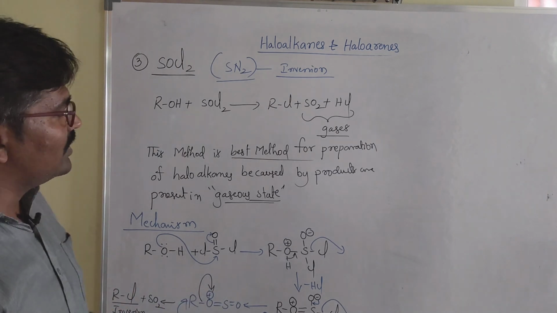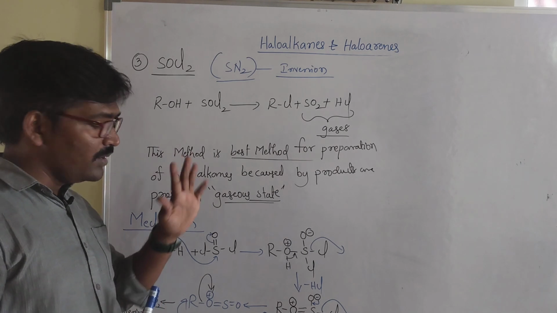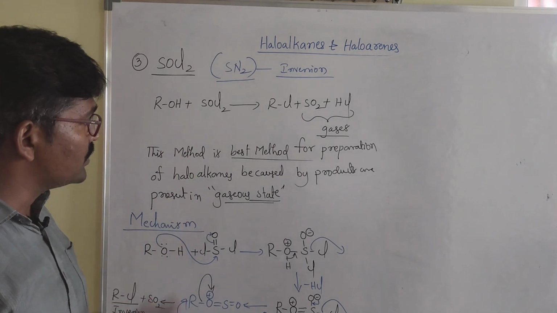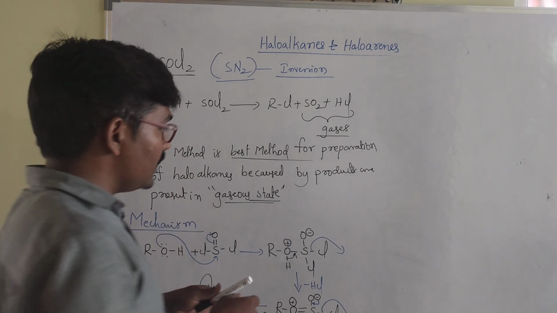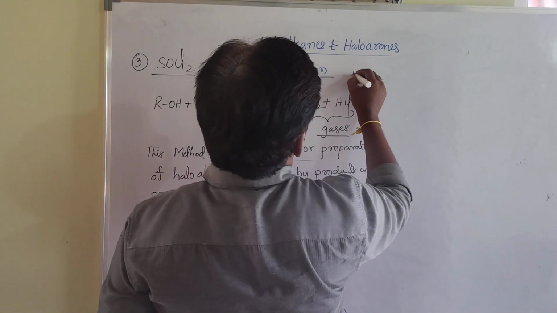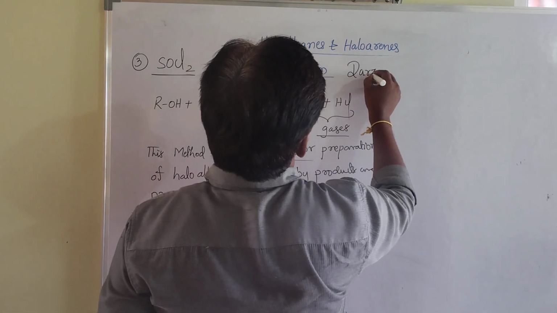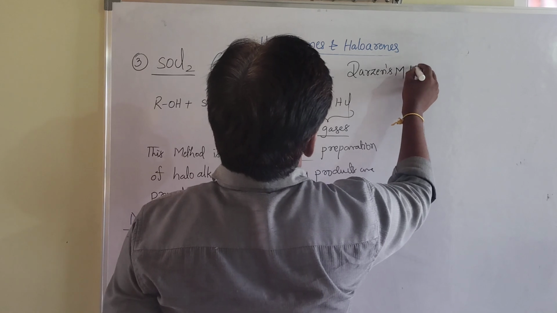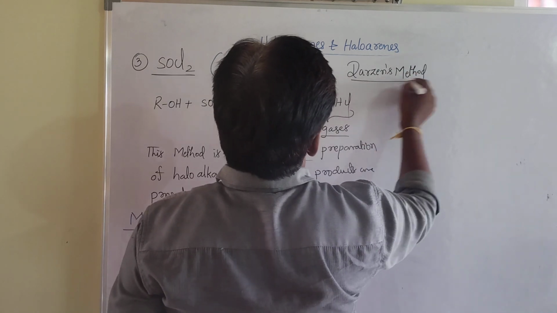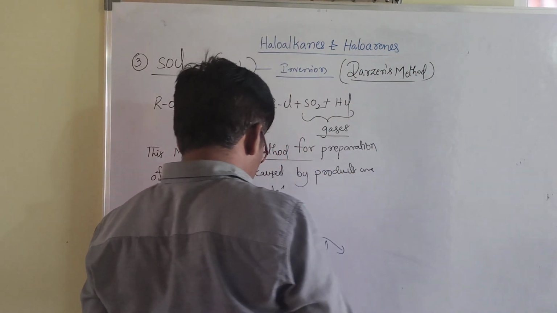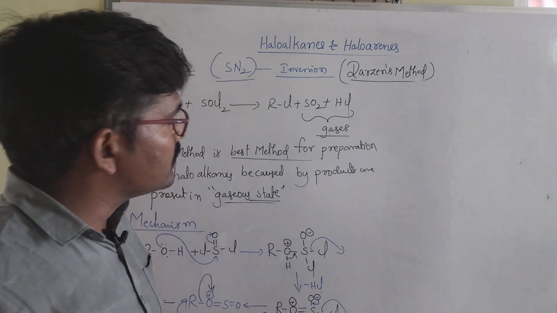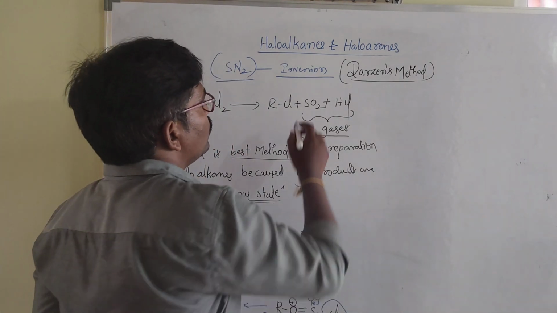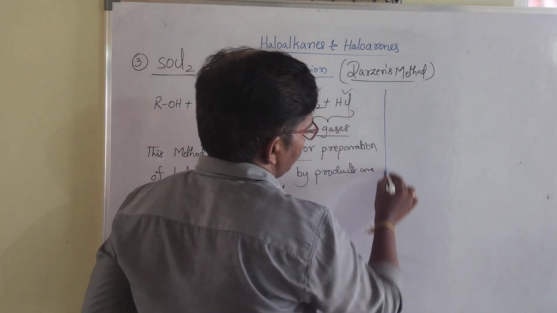Clear? Understand all of you, my dear students. This is a very important mechanism you have to understand. This method is also called Darzens' method. They will ask a question: in Darzens' method, the byproducts formed are SO2 and HCl.